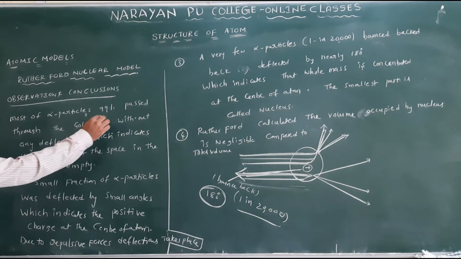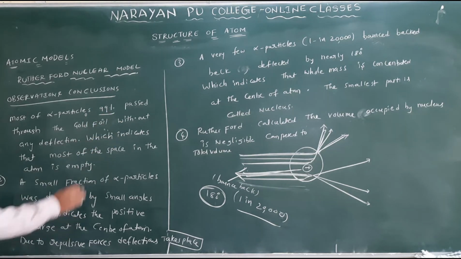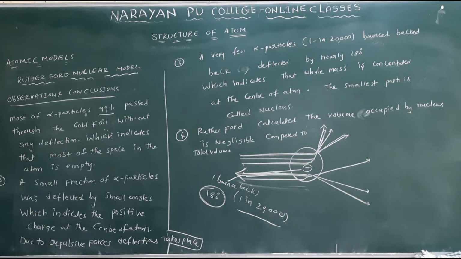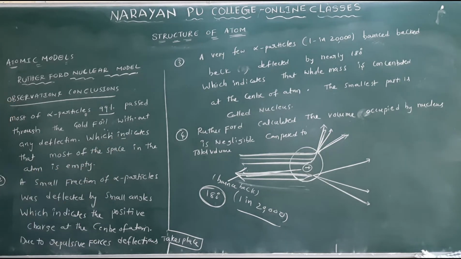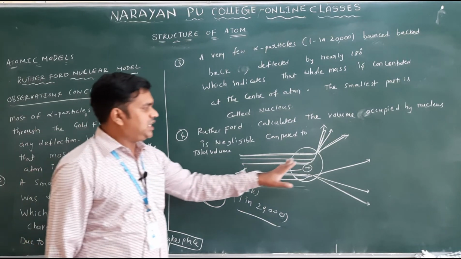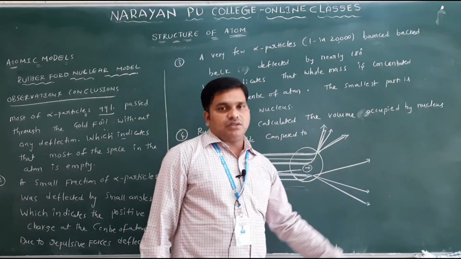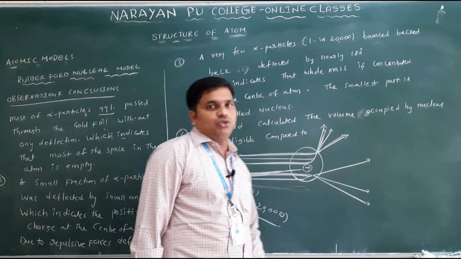Most of the alpha particles, that is 99%, pass through the gold foil without any deflection, which indicates that most of the space in the atom is empty. You can see the majority of the alpha particles pass through the gold foil without any deflection.